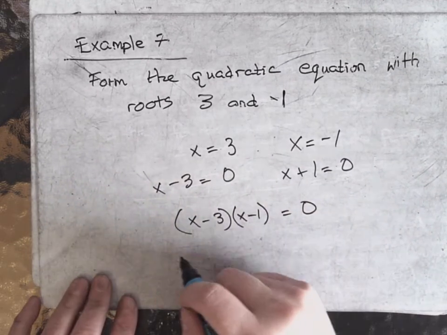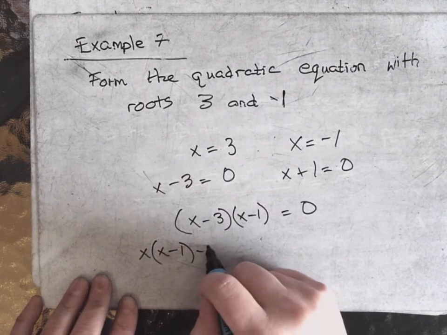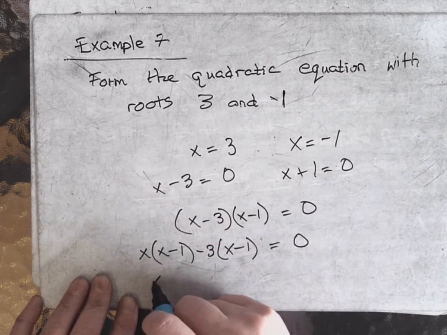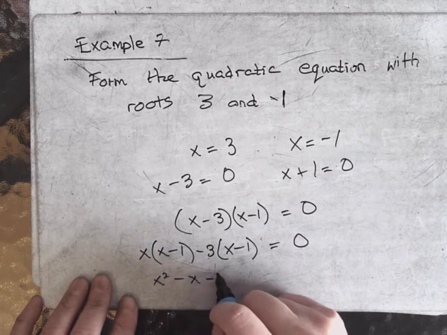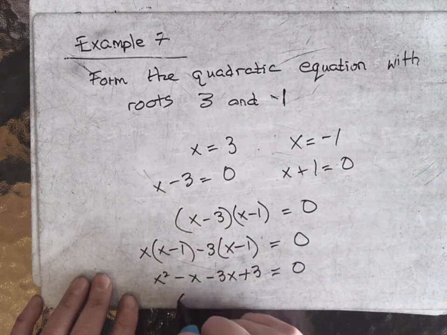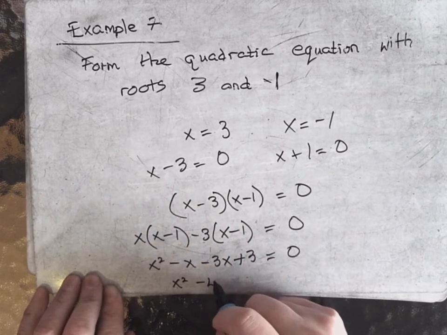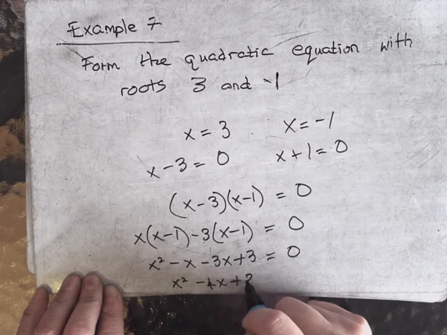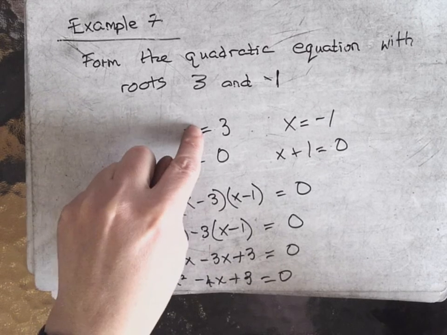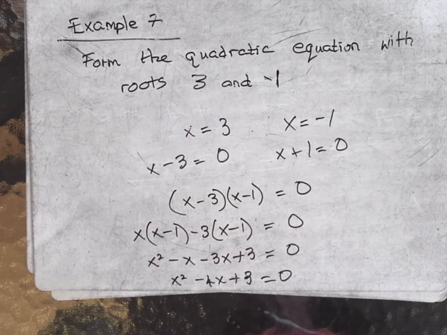Okay, and then to get your final answer, you multiply out the brackets, so it's x times x minus 1, minus 3 times x minus 1. Multiplying out, that would be x squared minus x minus 3x plus 3 equals 0, and you can put your x terms together in the middle. Minus x minus 3x gives me minus 4x, and then I have a plus 3 equals 0. So there's the equation that if I was to solve it, these would be the answers I get. It's the opposite to what we were doing. And that basically sums up that chapter.